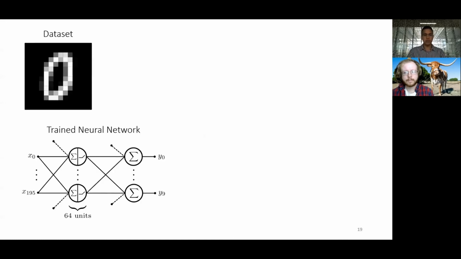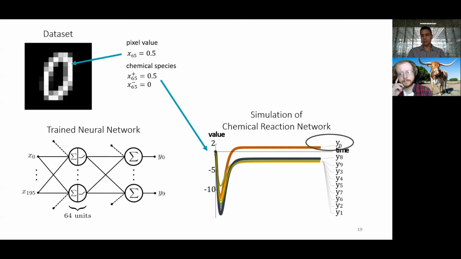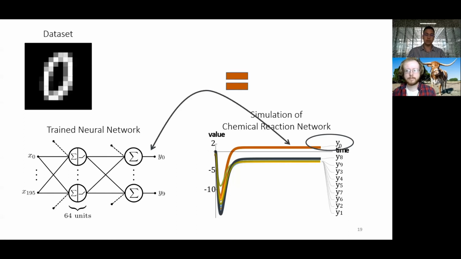One is MNIST, the dataset for handwritten digit recognition. Here we train a neural network to recognize a digit based on the pixel values. The output is the highest valued output unit, which is the digit recognized. We then translate to a chemical network, we initialize, and we simulate. And we notice that the Y0 output of the chemical network is the highest, meaning that the chemical network recognizes digit 0, and furthermore that the outputs of the neural and chemical network exactly correspond to each other.